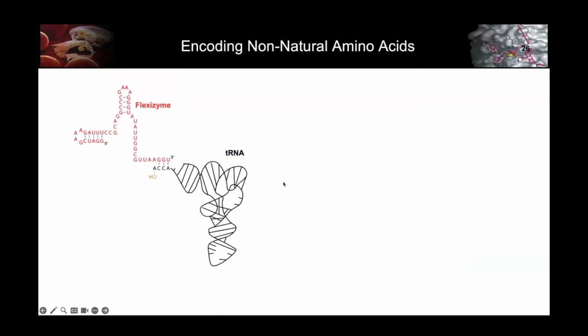The other big advance was this thing called a flexizyme, which is essentially a piece of catalytic RNA that allows you to load whatever amino acid you want onto a tRNA. So now you can take non-natural amino acids, you put this weird ester group on the end of the acid, and that's recognized by the flexizyme, and that allows you to acylate tRNAs, whatever you want.